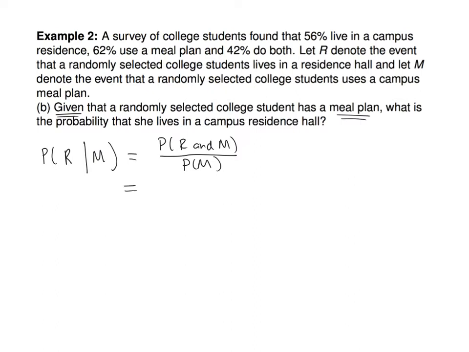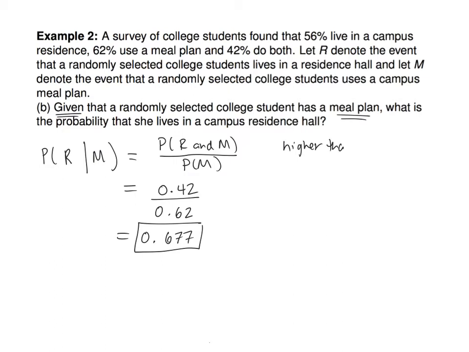Okay, well, P of R and M is 0.42 divided by P of M, which is 0.62. Comes out to be 0.677. And note that this is higher than P of R, which is 0.56. So knowing somebody has a meal plan increases the chance that they live in a residence hall.